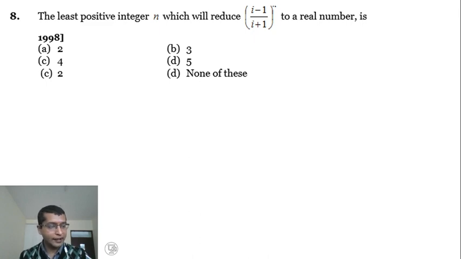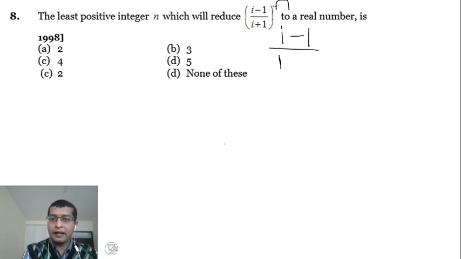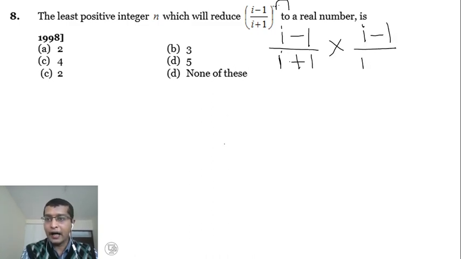Next we'll move to example number 8. The question is: the least positive integer n which will reduce ((i minus 1) divided by (i plus 1)) raised to n to a real number is. For that we have to take (i minus 1) divided by (i plus 1), and multiply and divide by its conjugate, so we get i minus 1 and i minus 1.